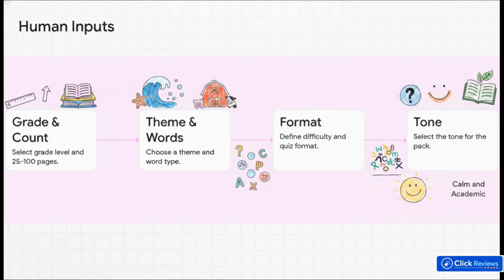For step 1, you pick a grade level and choose your page count, 25, 50, 75, or a solid 100 pages. Step 2, you select a theme. Think along the lines of an ocean theme spelling bee or a farm animals practice quiz. Then, for step 3, you lock in the difficulty and pick from 10 different formats, stuff like multiple choice or word scrambles. And finally, step 4, you set the tone. Do you want it fun and playful or calm and academic?